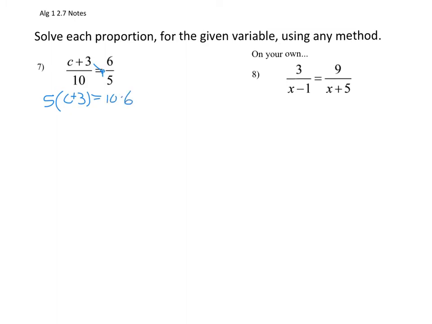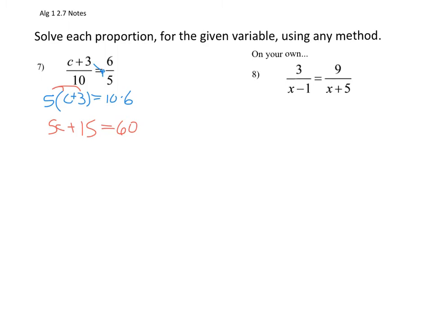Okay. We're probably pretty familiar with what to do next, right, guys? We're going to distribute. So we should have 5c plus 15 is equal to 60.